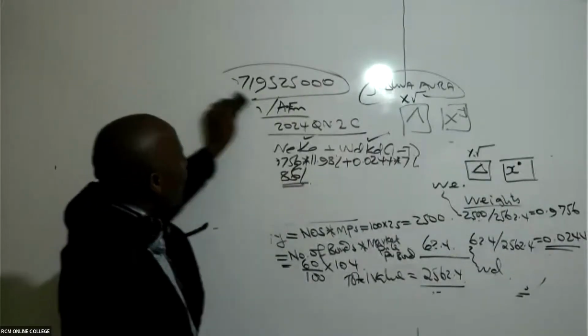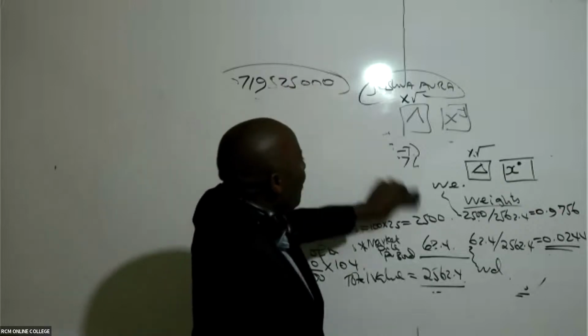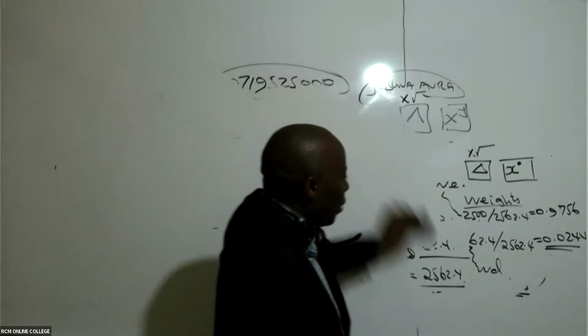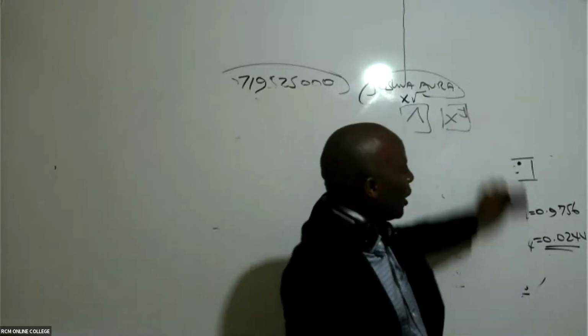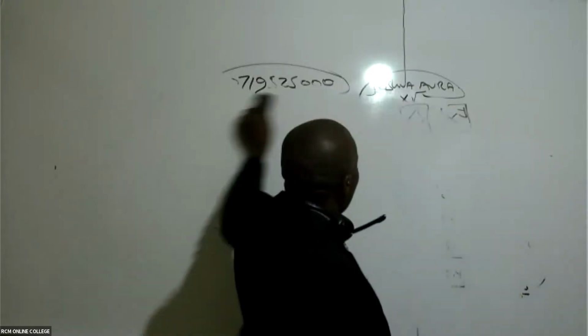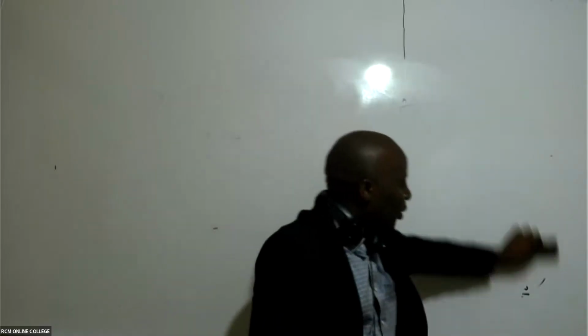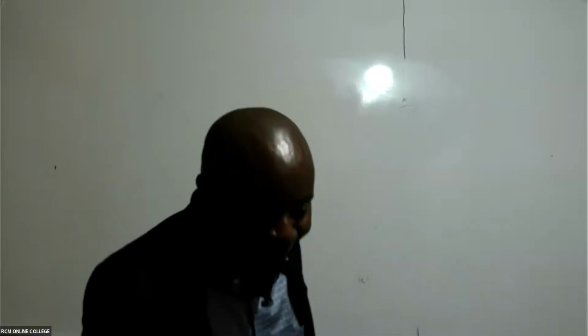Then allow me to go to number 2 of this question. Now remember, this was before new debt being issued. Look at Roman 2. Now Roman 2, they're talking about new debt being issued. So now we have new debt being issued.